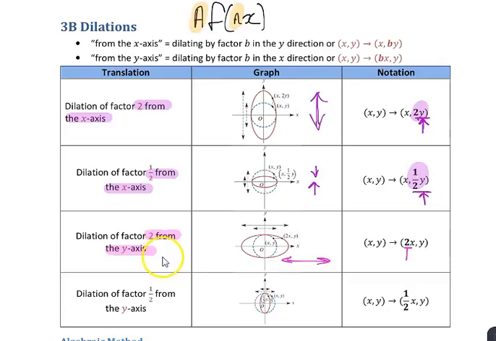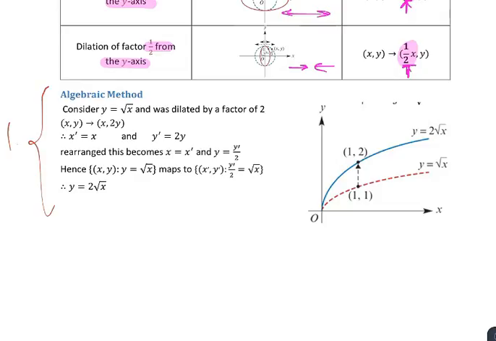If we do the same sort of thing but from the y-axis, so 2 from the y-axis, 2 being greater than 1, stretches it away from the y-axis, which means the x value gets affected and we multiply that by our dilation factor. 1/2 from the y-axis means you go closer to the y-axis, half a factor closer, and then you multiply the x value by that dilation factor of 1/2. So that's graphically what we're doing. This is our notation for our coordinate points, and that's what we're going to use when we go and do this algebraically.